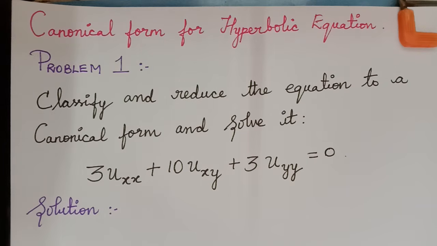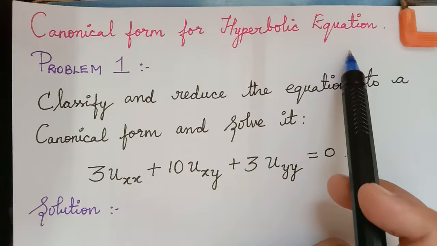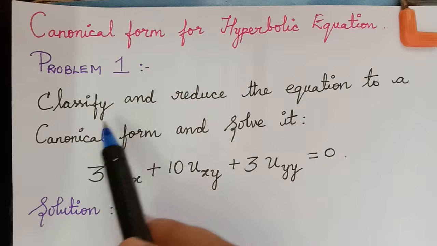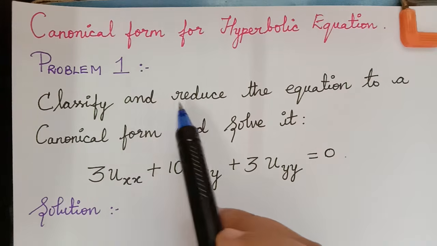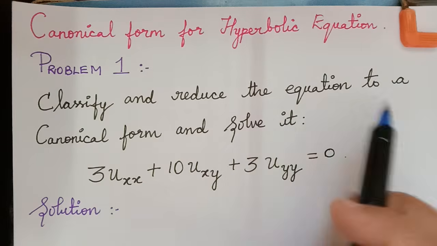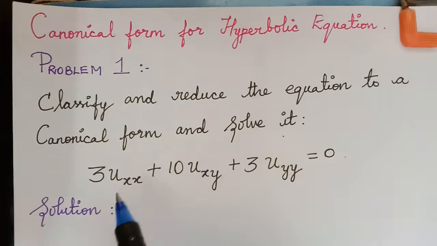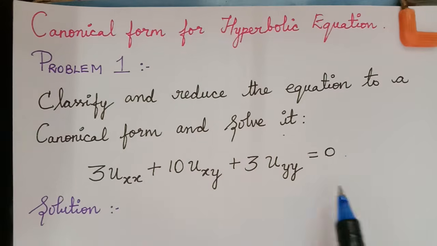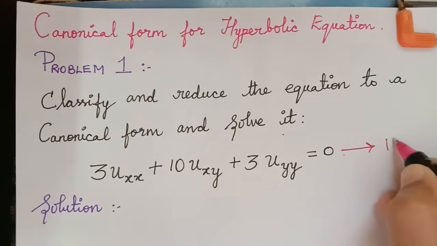Dear students, under the topic canonical forms, here we are going to learn the canonical form for hyperbolic equation. So under that we have a problem which says: classify and reduce the equation to a canonical form and solve it. So now here we have an equation that is given. Let us mark this equation as equation 1.